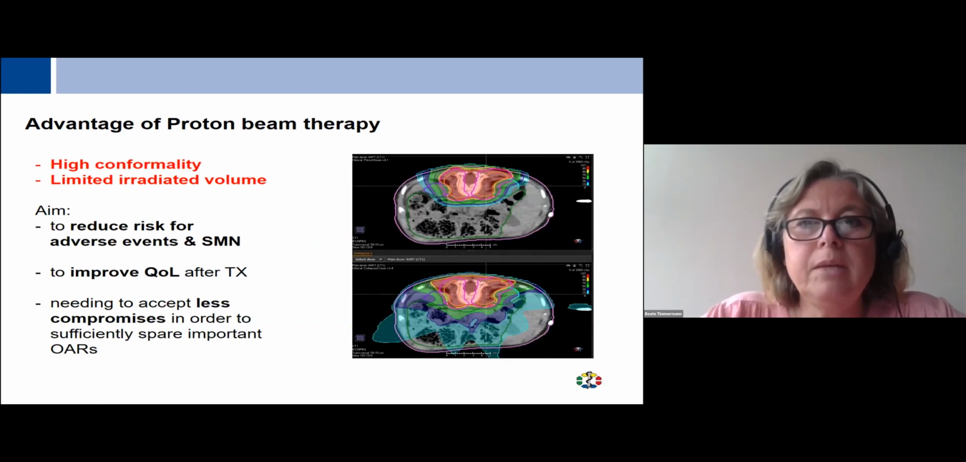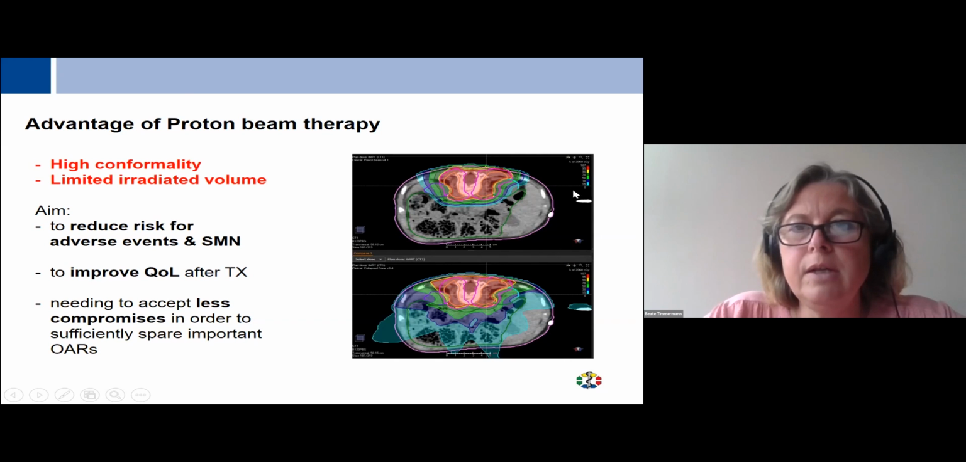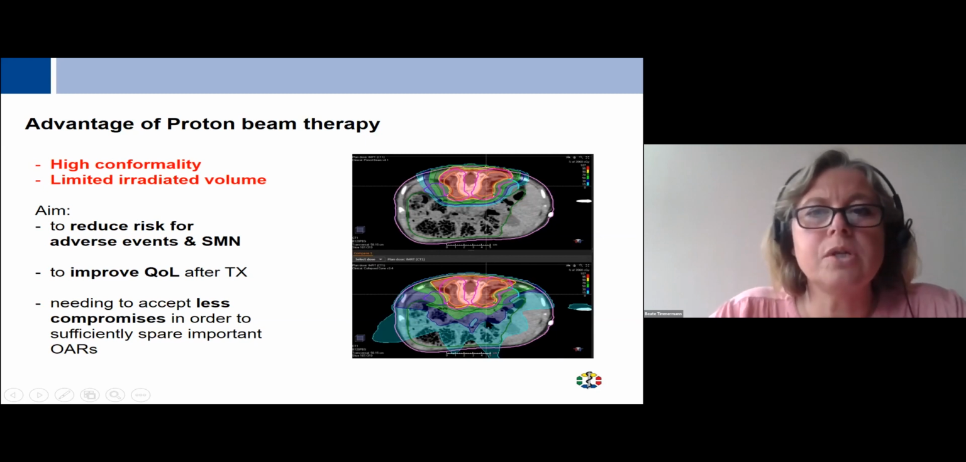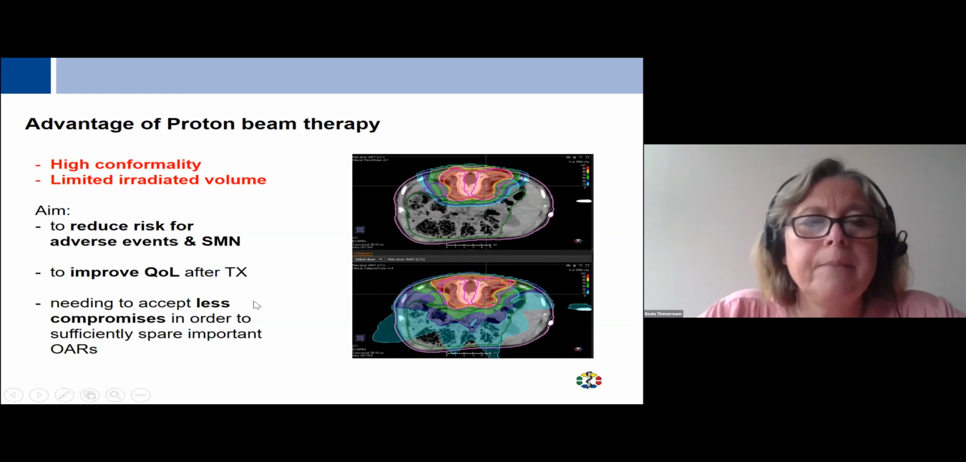By using proton beam therapy, we can achieve high conformality, but still limit the irradiated volume. That's also what we see here on the left side. This is a proton plan, and this is an IMRT plan. You see very nicely that the intestine, for example, is spared from ionizing dose, whereas here we spread a medium to low dose volume. By aiming to reduce the risk of adverse events and secondary malignancy, we can also aim to improve quality of life after treatment.